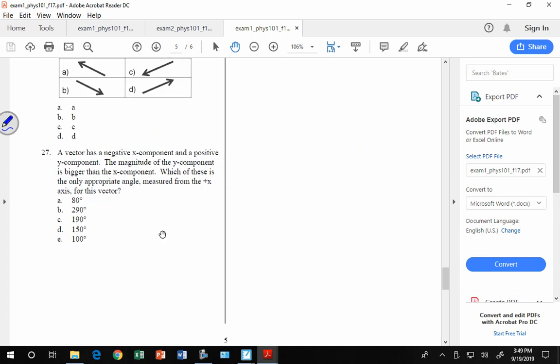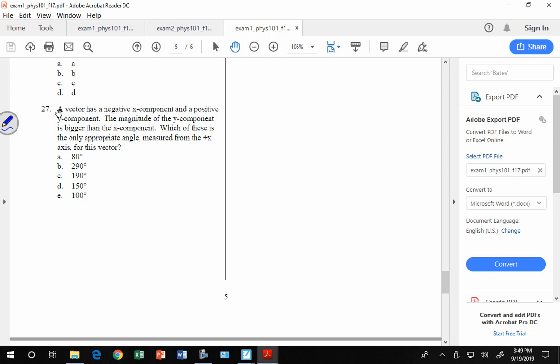Let's do another one. Okay, no, let's look at 27. We haven't done one like this. So a vector has a negative x component and a positive y component. Already, I know it has to be in the second quadrant. It has to be what?